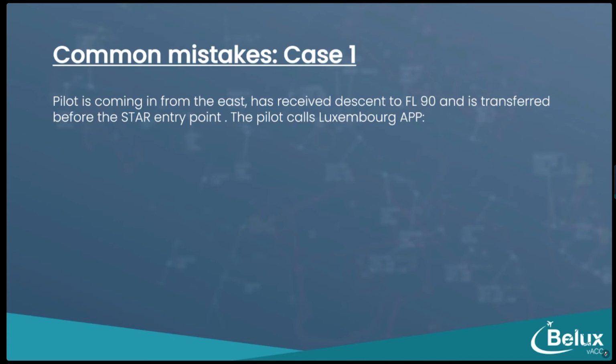Okay, now that was a lot of theory, so we're just going to cover some common mistakes. I'm going to open to some answers from you guys, so you can also think a little bit about it and see what went wrong. So the first case, let's assume a pilot is coming in from the east, has received a clearance to descend to flight level 90 and is transferred before the start entry point. And the pilot calls up Luxembourg Approach.